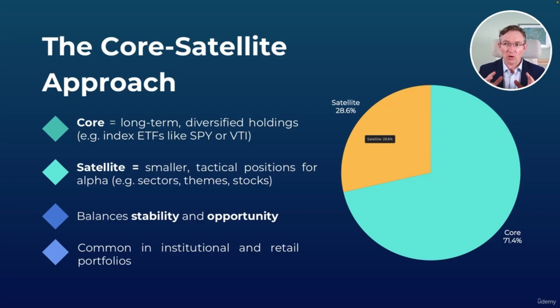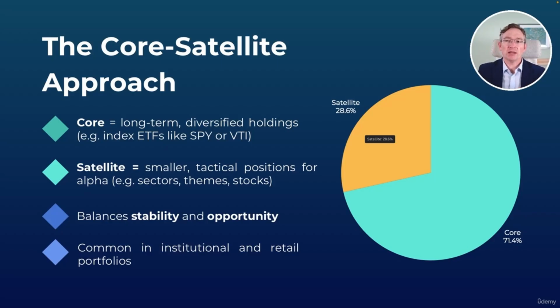Now, around that core, you have your satellite positions. You see that in the other segment of the pie chart. Now, these are smaller, more tactical positions meant to capture alpha or outperformance. So these could be sectors you're really bullish on. Thematic ETFs, for instance, focused on innovation. Or it could even be individual stocks that you've researched deeply and you want to focus part of your portfolio on. So by combining these two, the idea is you get the best of both worlds. Stability and growth, right? But discipline and flexibility together.